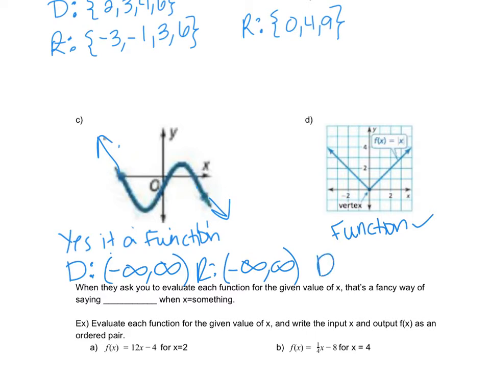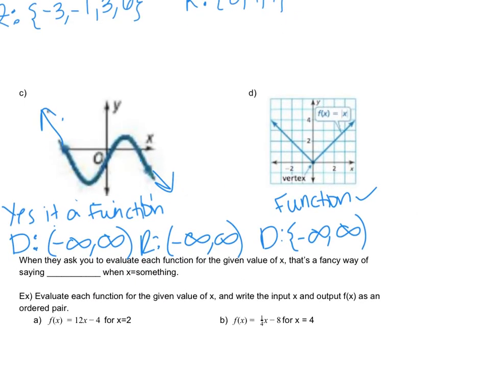And the domain, the x values, goes from negative infinity to positive infinity because it goes on forever to the left and on forever to the right. The range is a little different, however. So the range is going to be, what is the smallest or biggest y value?